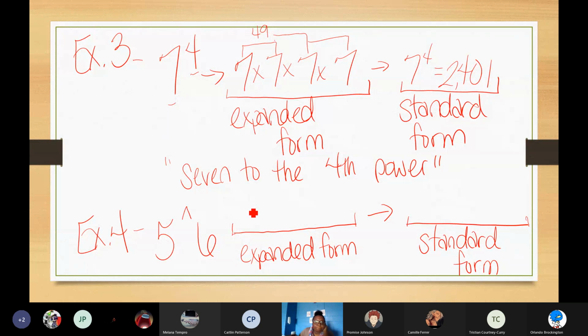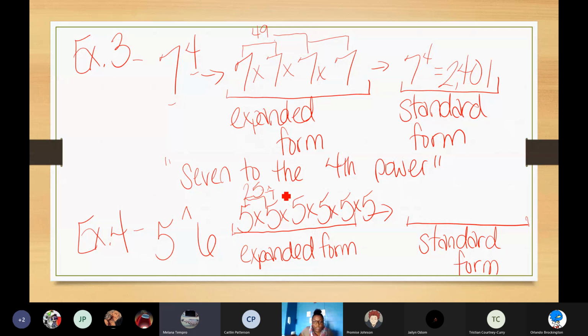Jalen, can you tell me what this expression would look like in expanded form? 5 times 5 times 5, and just keep on going until you get to 6. Yeah, very good. Okay, and so now let's solve this. Can someone say with their mic on, what is 5 times 5? 25. And then we've got to multiply 25 times 5. And what would that be?